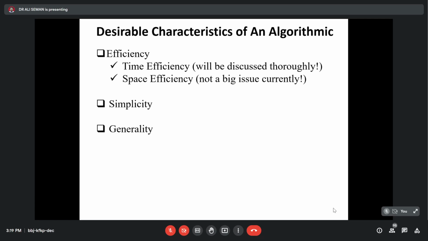Maybe sometimes we just design an algorithm very specific to that application. We cannot generalize it for other applications. That is called an algorithm that is not generalized, meaning it is not under the generality property.